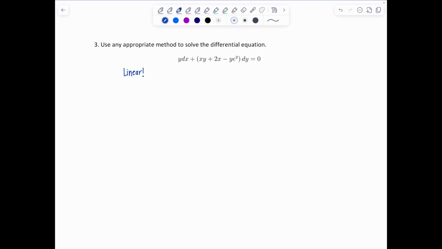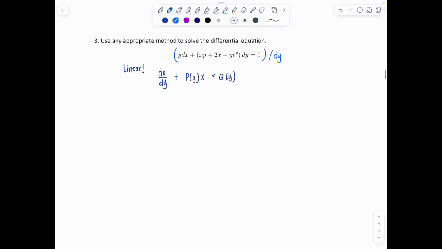But it's linear treating y as the independent variable because notice we have this y e to the y situation. So actually the form that we're going to have to rearrange it in first before we find the integrating factor is going to be dx/dy plus p of y times x equals q of y. So first, let's divide the whole equation through by dy. That way I can see the derivative, dx/dy, appear, and then we'll strategize from there.